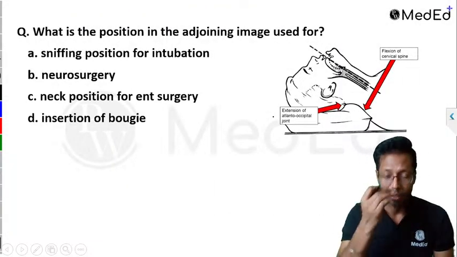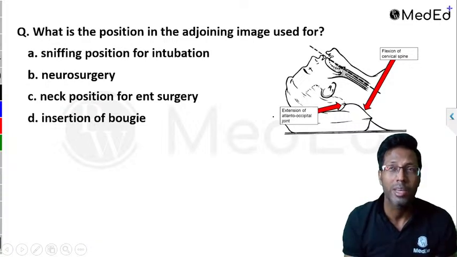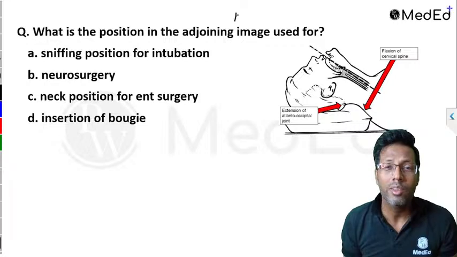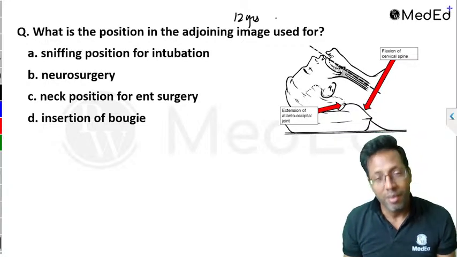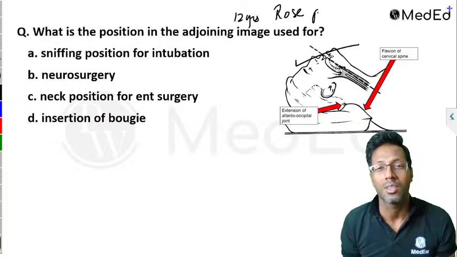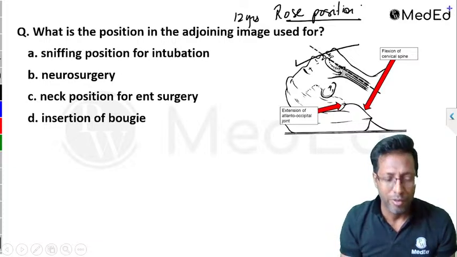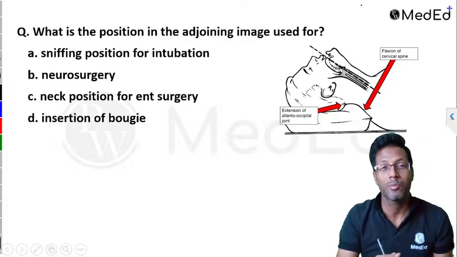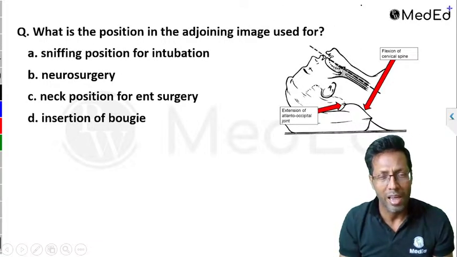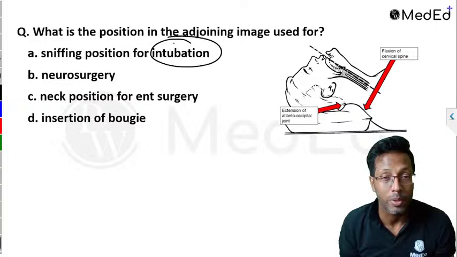Whenever I'm going for teaching, whenever I show this image, for the last 12 years that I've been teaching, everyone tells me this is called the rose position, and not in one part of India. I'm saying right from the north to the south and from east to the west. Everyone calls this the rose position, and that is why this question was problematic for some people, where they thought that it is not necessary for intubation, right?